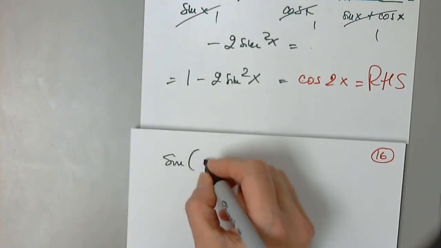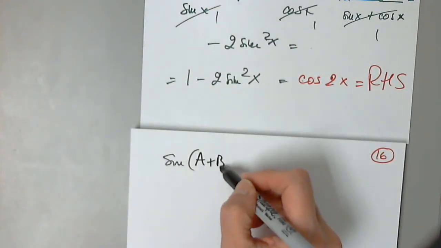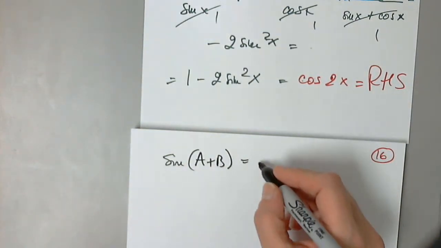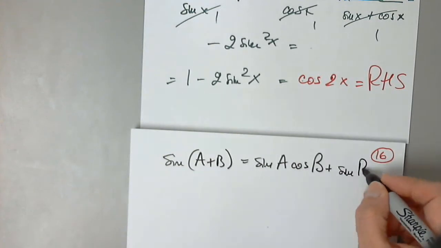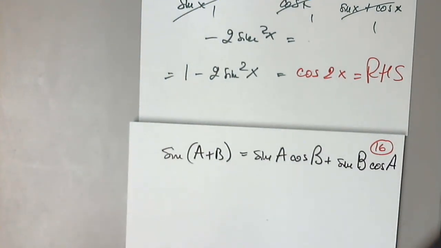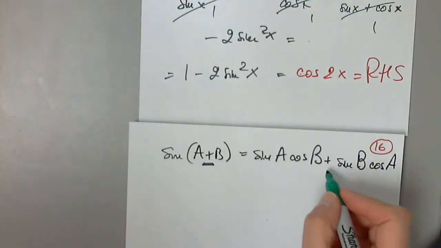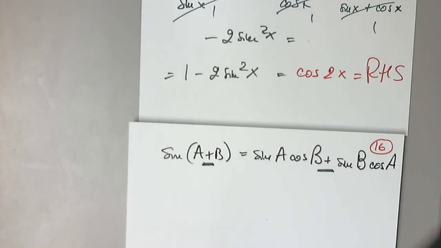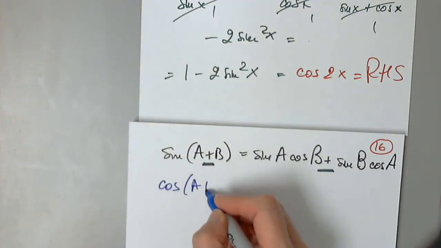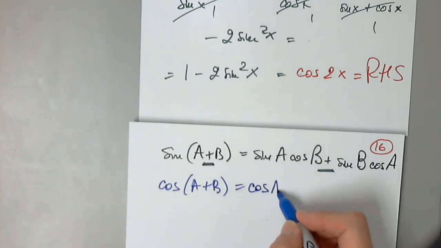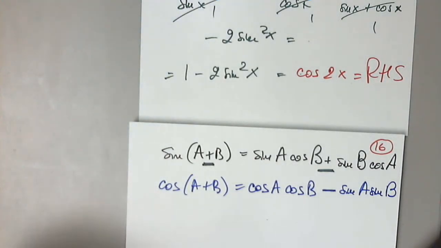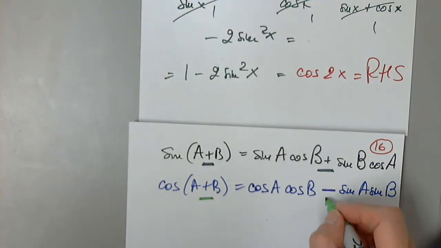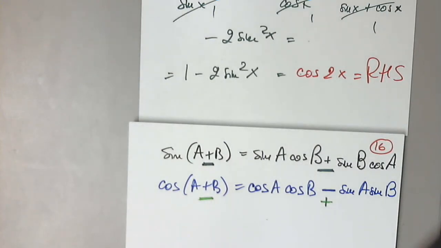So if we're asked to find the sine of a sum of angles, this is a formula or an identity: sine A, cosine B, plus sine B, cosine A. If we're asked to find the sine of a difference of angles, then there is only a minor change, meaning the two terms have minus in between. The same thing for cosine of A plus B, which is different: cosine A, cosine B, but minus sine A, sine B.